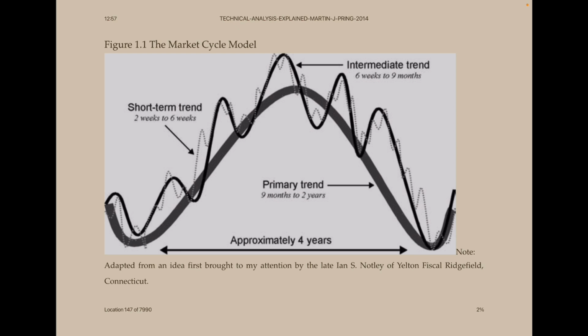Figure 1.1 The Market Cycle Model. This has been adapted from an idea first brought to my attention by the late Ian S. Notley of Yelton Fiscal Richfield, Connecticut.